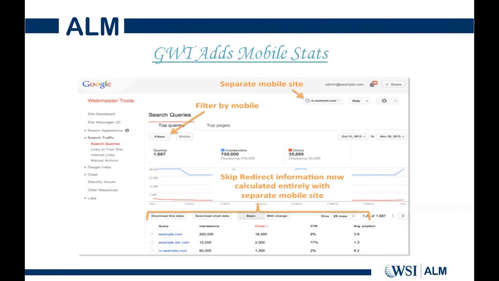Now, another enhancement that Google Webmaster Tools has made is that in the past, your impressions data, as you can see in this graphic over here, which says 700,000 impressions and queries, and your clicks data were being rounded off in Webmaster Tools. So technically, let's say you might have had 698,700 impressions, and they rounded it off to 700,000. You might have had 34,950 clicks, and they rounded it off to 35,000.